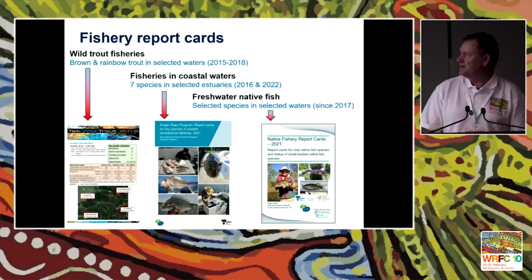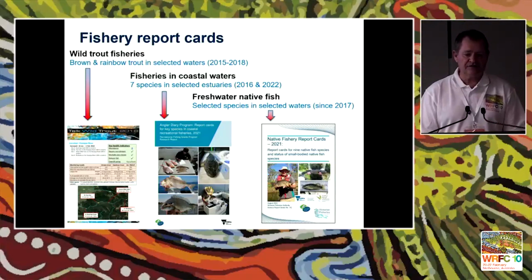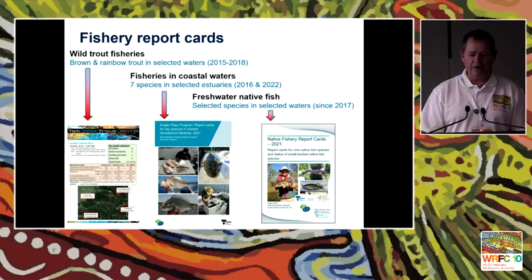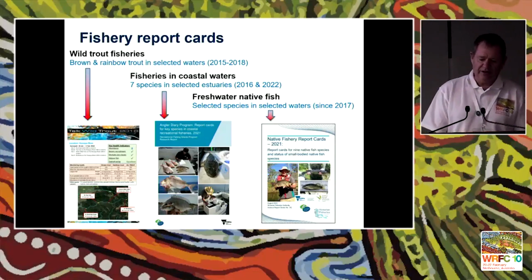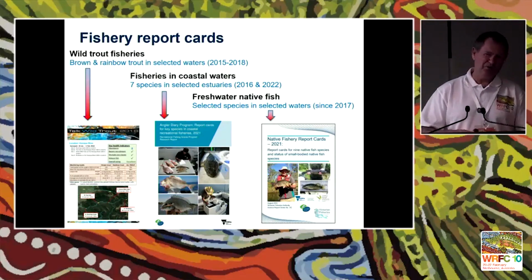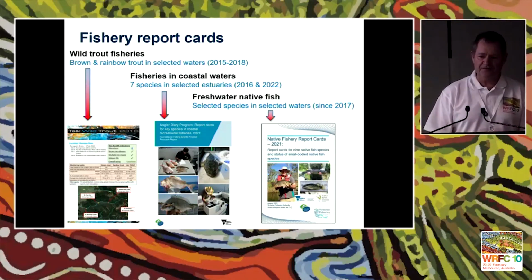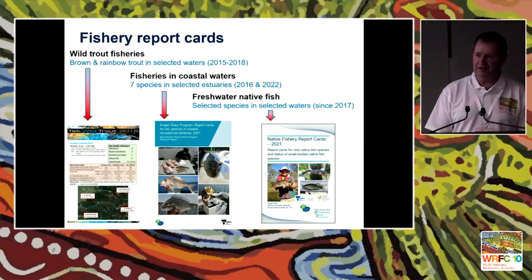So we've been doing this now on a couple of different fisheries. We started with our wild trout fisheries in the mid-2010s, and we've progressed from there into some of our coastal fisheries, and more recently also looking at some of our inland native species. In the early reports from 2015, they were fairly simple approaches, but over the years as we've gone through these different fisheries, we've evolved and progressed the way we present the reports.